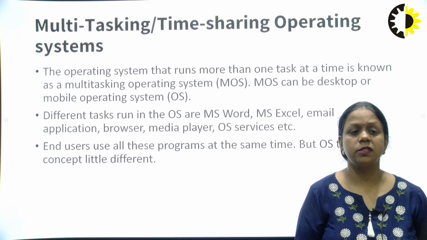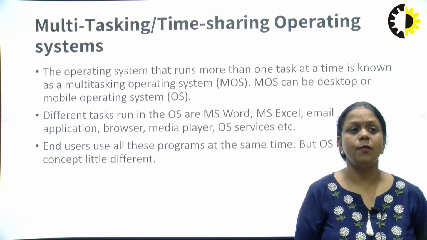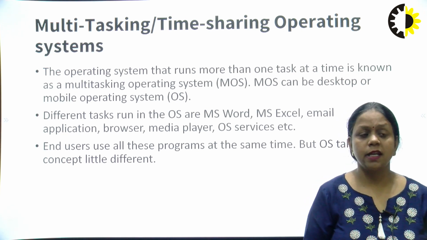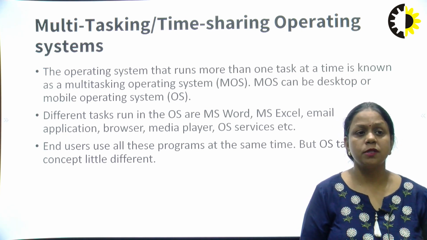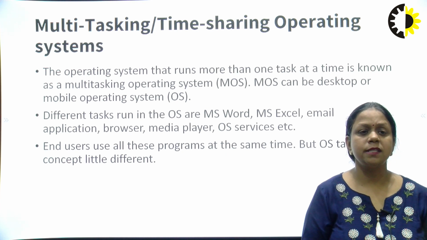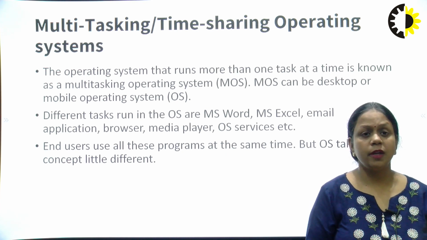Multitasking operating system can be desktop or mobile operating system. Different tasks run in OS are MS Word, MS Excel, email application, browser, media player, OS services, etc. End users use all these programs at the same time. Fine. What is the meaning of multitasking?